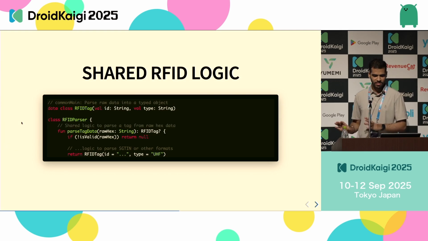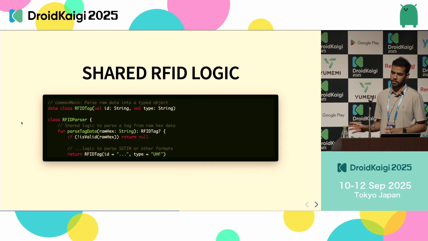And this is an example of what shared business logic might look like for our RFID system. So if we focus here, we have a data class for an RFID tag, and we have a parser there in the common code. If it's a bit complicated, it basically takes the raw hex data from the reader, because usually RFIDs have hex data that you have to convert yourself. And then you turn it into a strongly typed object. And the nice thing is you only write this once. That means you write it once, you test it once, and you can use it everywhere.